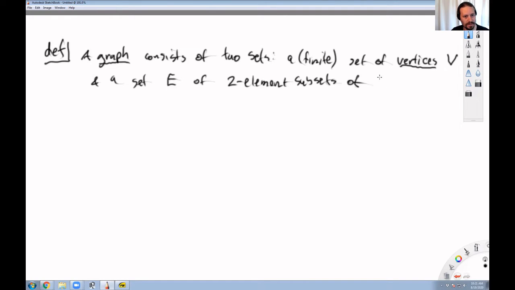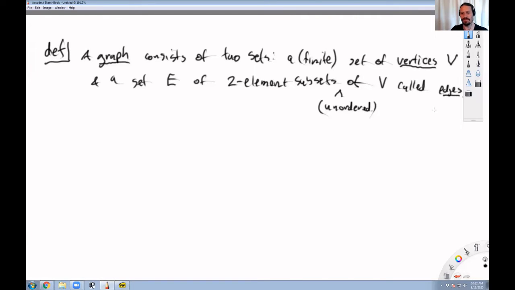of V. Okay, let me just emphasize here. These are sets, and sets have no order to the elements here. So I'll just add unordered elements. So two element subsets. So you grab two things from the vertex set, and that forms what's called an edge, so called edges. Okay, that's all a graph is.